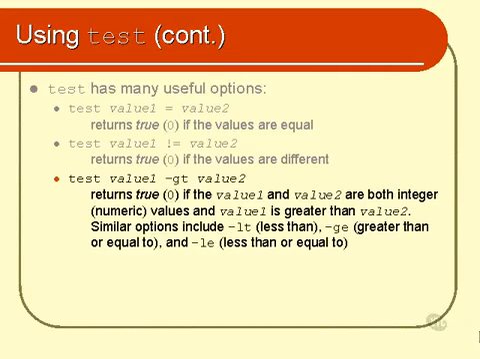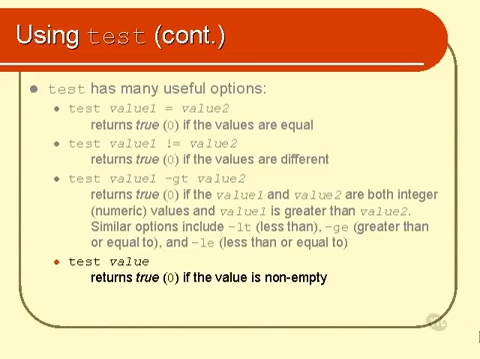And we've also got minus LT for less than, minus GE for greater than or equal to, and minus LE for less than or equal to. What else have we got? Well, we can just say test value by itself, not really comparing it to anything. And what we will actually get back is a true-false value, and it will be true if the value is actually non-empty. In other words, that variable, if there is a variable, has been set to something. Now, obviously, if you're testing that, then there's a chance that it might not be set to something, and if that is the case, then you really need to enclose value in double quotes.